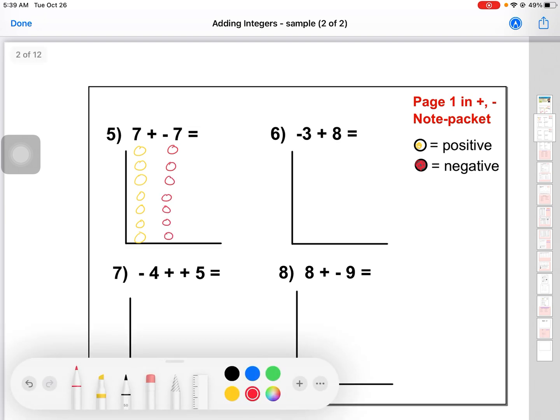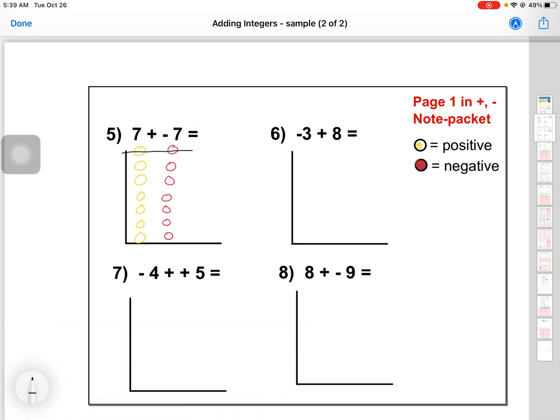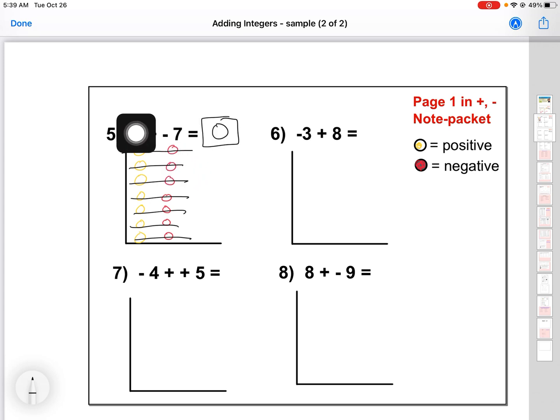Now I'm creating 0 pairs. A positive 1 and a negative 1 equals 0. And if I go through this, I can see that they cancel each other out. So if I have 7 yellow and 7 red, and I combine them together, that really equals 0. Kind of like having $7, and then all of a sudden you owe your mom $7 for the latest candy you bought at the Dollar General. Now you're down to 0 money.